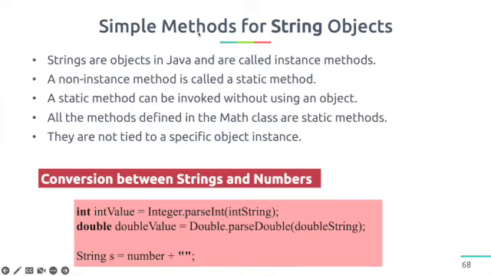So these are simple methods for string objects. Strings are objects in Java, and these are called instance methods. We have two types of methods in Java: instance methods and static methods. This is the first type, and the non-instance methods we call static methods. What we mean by instance methods is that we refer to an object, which means that when we use the methods in string, we refer to the object that we want to use this method on.